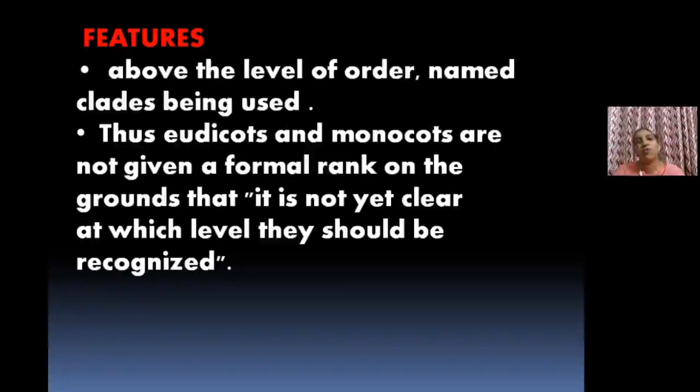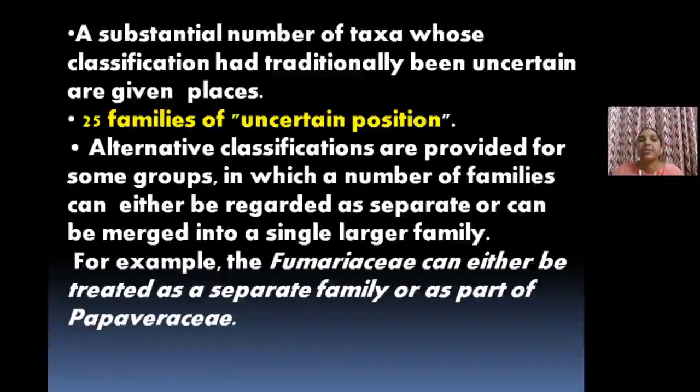So, above the level of order, there is a rank known as clade. Okay. Then eudicots and monocots are not given a formal rank. That is a very important feature. Eudicots and monocots are not given a formal rank here. Now, a number of taxa whose classification is traditionally uncertain are given places here. Okay. Some are given a special position, that is, an uncertain position, because its origin is not at all clear. Okay. So, they have a special category.